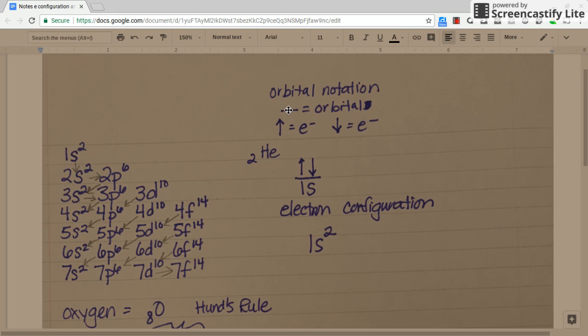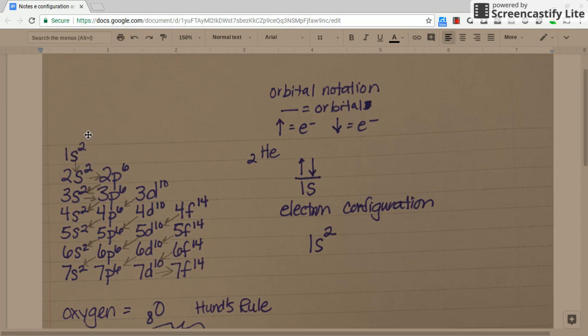In order to be in the same orbital, electrons have to be paired up with their opposite. So you have to have an electron spinning up paired with an electron that's spinning down inside one orbital. Each orbital can hold at most 2 electrons, so either 1 or 2 electrons. So we started off with helium. If you look on your periodic table, helium has 2 electrons, atomic number 2.